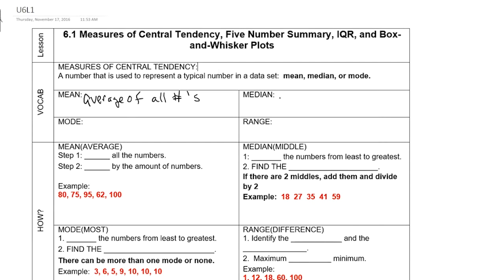The median is the number in the middle of the set. And the mode is simply the number or the value that appears the most.